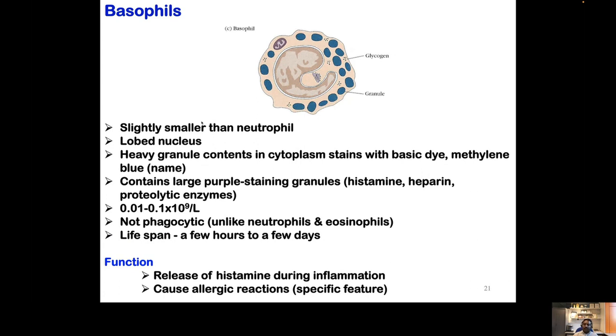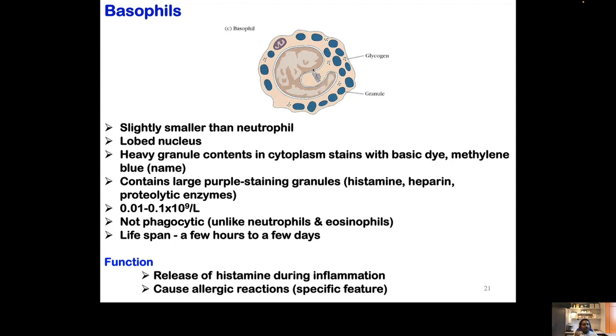Next ones are basophils. So what are basophils? They are small, slightly smaller than neutrophils, and they have a single lobed nucleus. You can see here it has only a single lobe. So that's why I'm saying you need to remember the shape of nuclei in these different types of cells.